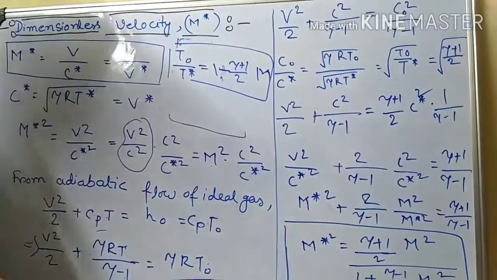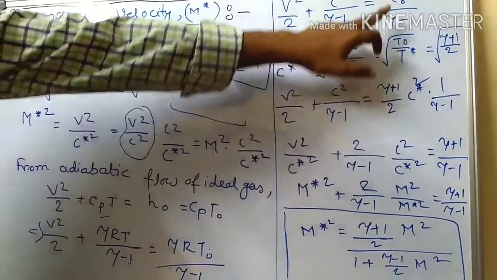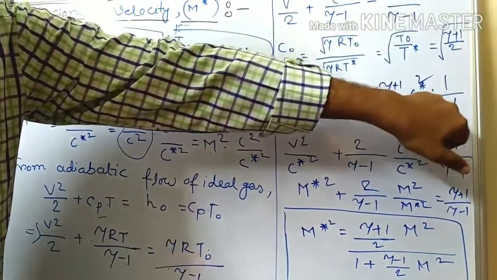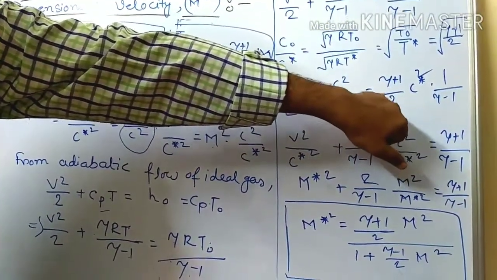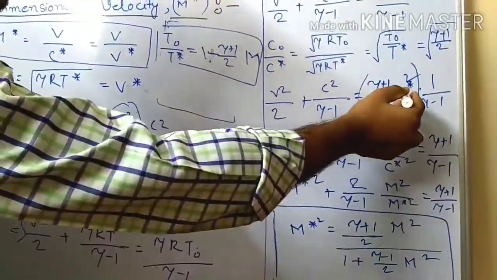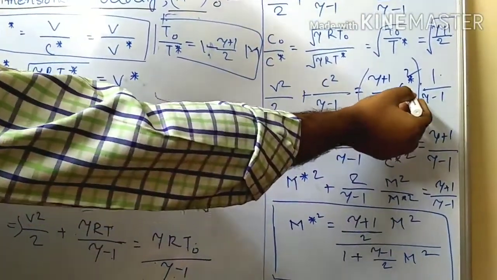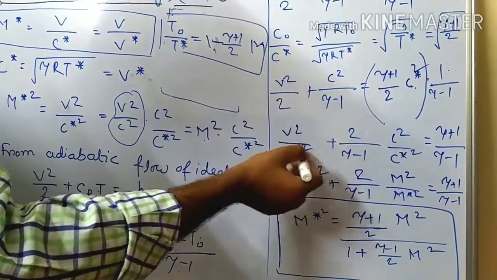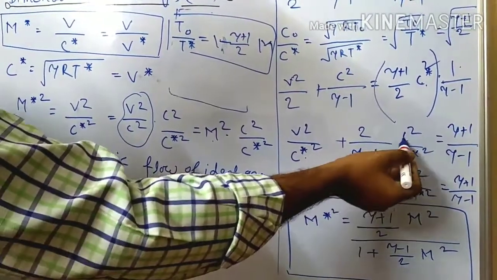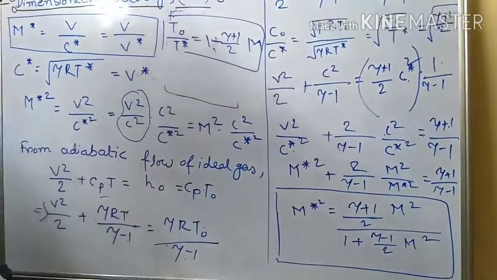Now, in terms of that, V square by 2 plus C square by gamma minus 1 is equal to C0 square. So C0 is equal to C star into gamma plus 1 by 2, the whole square. So in terms of that, C0 square can be written as gamma plus 1 by 2 into C star square into 1 by gamma minus 1. Now, if you divide by C star square on this side, that will be V square divided by C star square plus 2 divided by gamma minus 1 into C square divided by C star square is equal to gamma plus 1 divided by gamma minus 1.